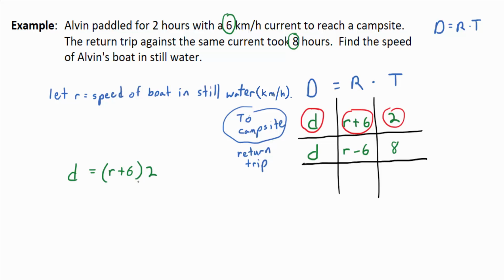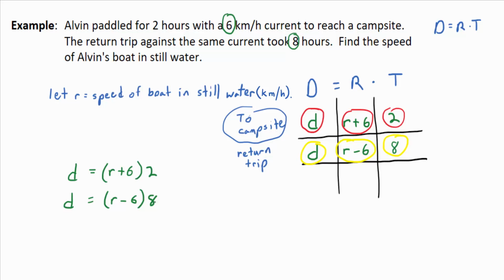What does the second row tell us? The same d equals... good. So d equals r minus 6 times 8. Distance equals overall r, uppercase R, times uppercase T. So that's lowercase r minus 6 times 8. So as a quantity, r minus 6 times 8. There's 2 equations, 2 unknowns, right?